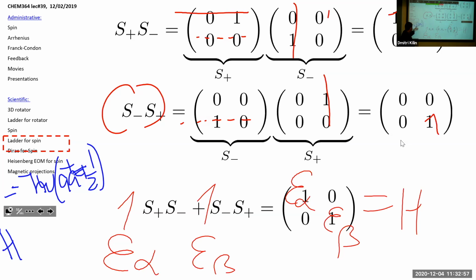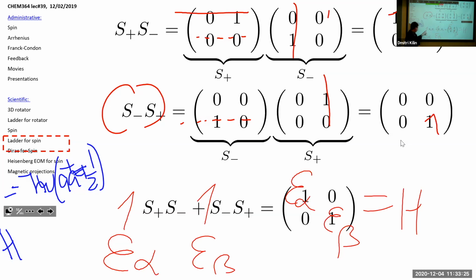So by multiplying raising and lowering operators, it gives total energy for the harmonic oscillator. If we add together this multiplication of raising and lowering operators in different order, S plus S minus and S minus S plus, then we add together these two matrices and it will be identity, a 2 by 2 matrix with 1s.